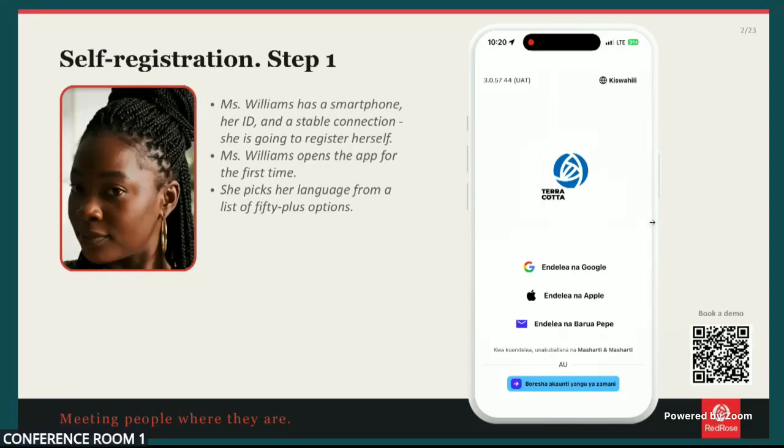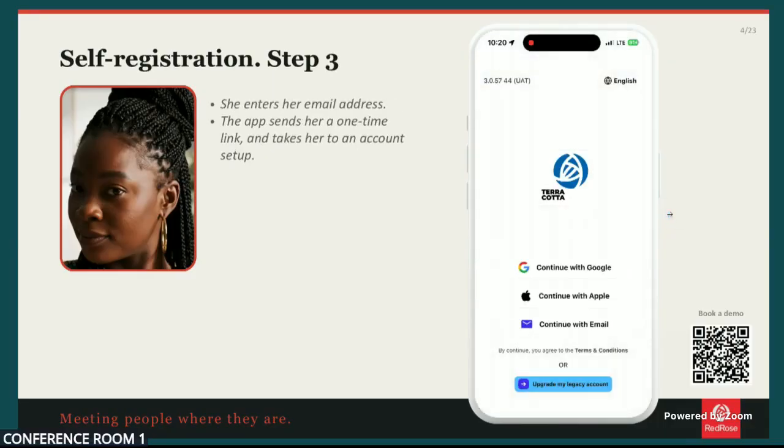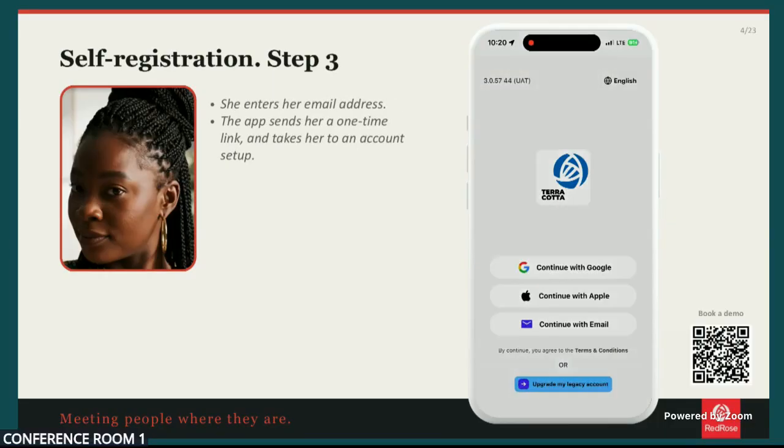All right. So the first thing that Ms. Williams sees when she opens the application is the select language screen, right? She selects English, but more than 50 languages are available in the application. Then she's trying to create her account using her email address, right?